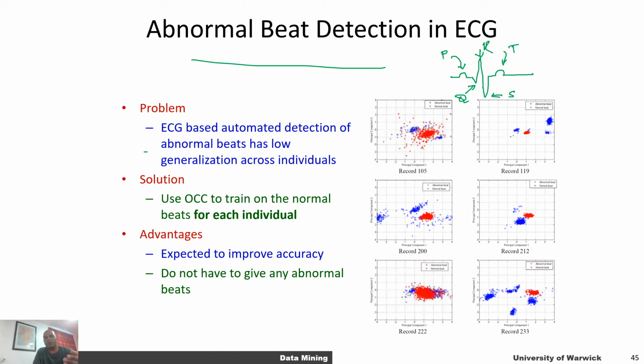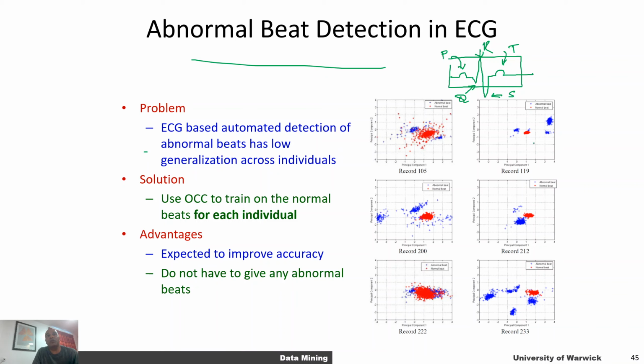Any deviations from that can be interpreted as abnormalities. But there's an interesting pattern, and what we see is that if we project all of these beats, a single beat, which is recorded using an electrocardiogram, into a two-dimensional feature space using, let's say, PCA, we observe patterns like this.